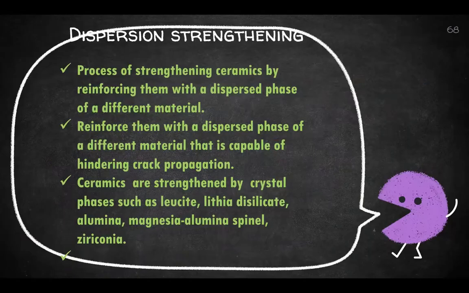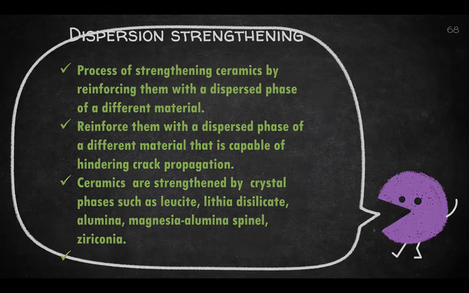So what is dispersion strengthening? Ceramic is reinforced with a dispersed phase of a different material that is capable of hindering crack propagation. So what is this hindering material? It can be crystal phases like leucite. It can be things like alumina, zirconia. These are the dispersed phases, and when they scatter around, they prevent the crack from propagating. The crack comes and intercepts these crystal phases, and these crystal phases prevent further propagation of the crack. So that is how it's done.